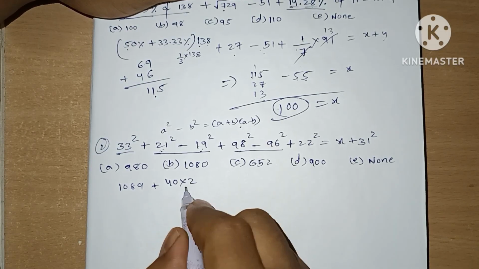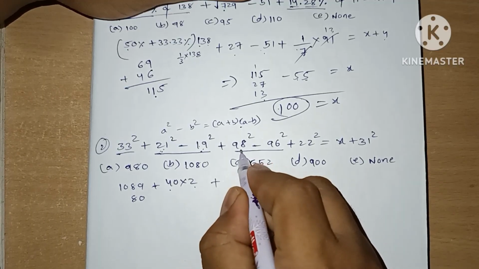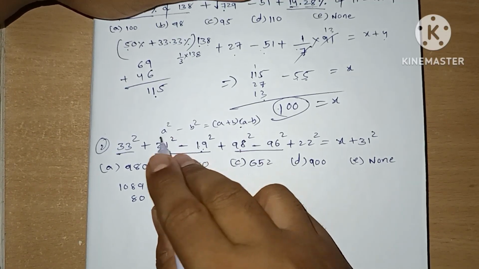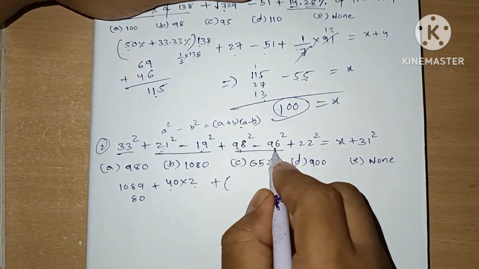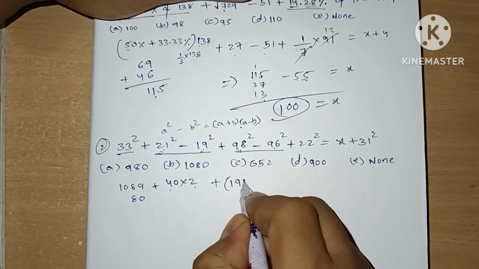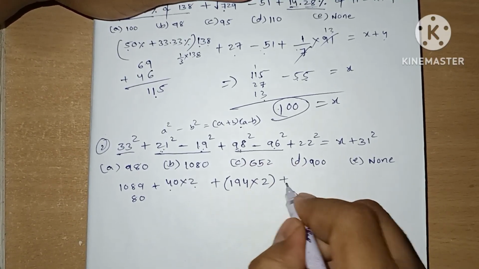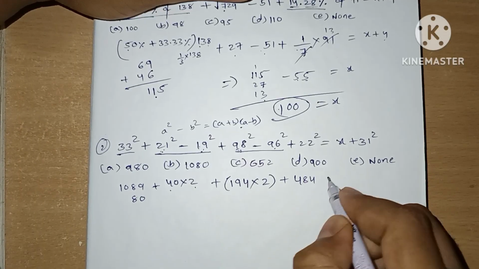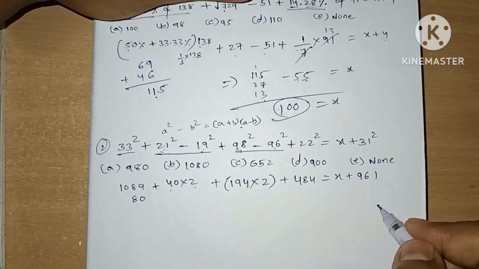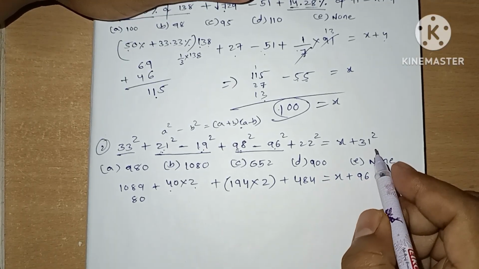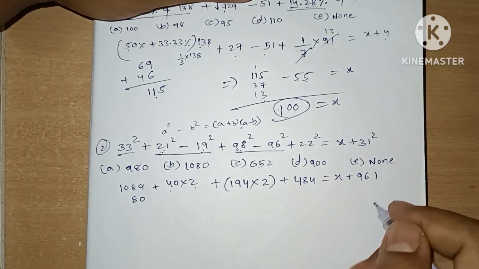So we got 40 into 2, which is 80, plus this also looks the same, a square minus b square. So first we will do a plus b, which will be 98 plus 96, 194, into the difference between these two, which is 2, plus 22 square, which is 484, equals x plus 31 square, which means 961. This is why we need to learn by heart 1 to 60 squares. Learning 1 to 60 squares is very easy.